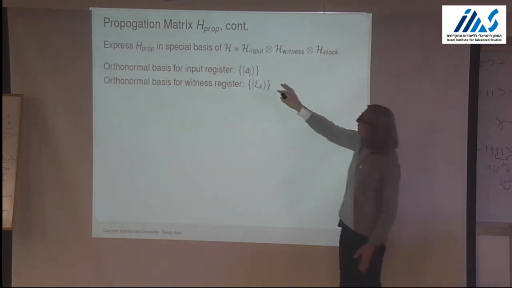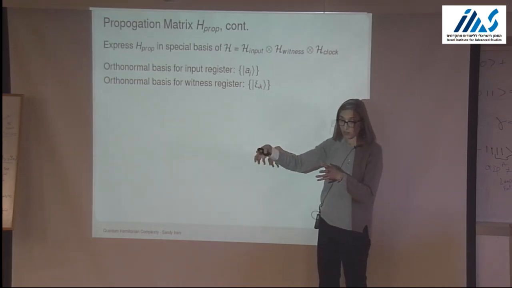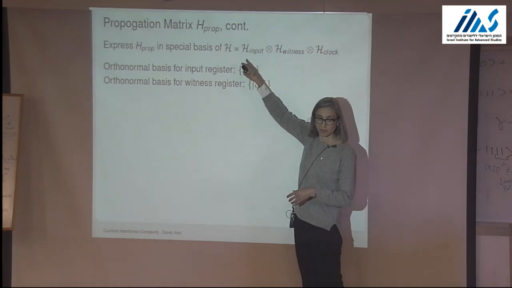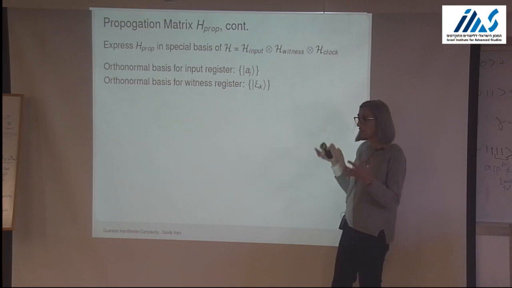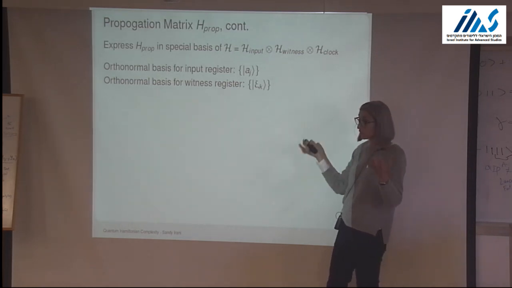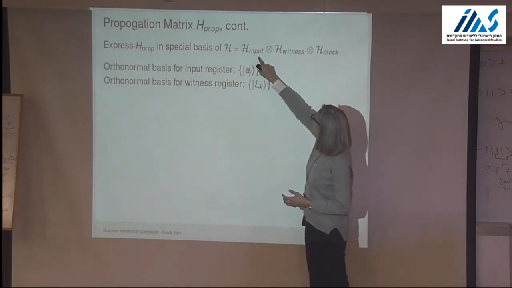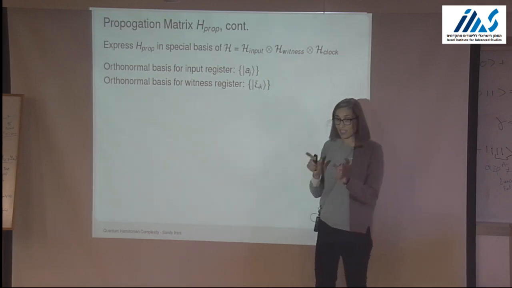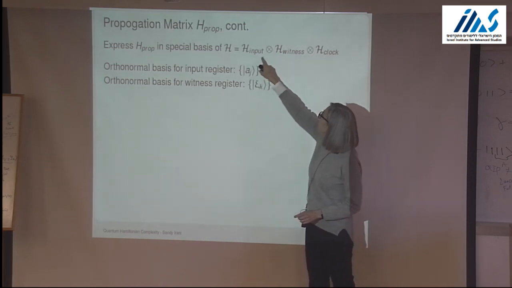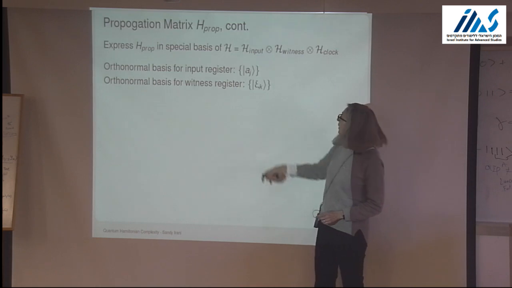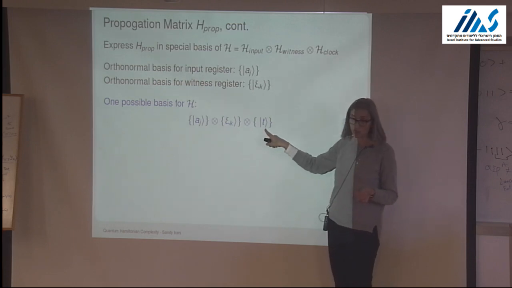Our space is really the Hilbert space of the input register plus the witness register. I'm incorporating any ancillary qubits in here, and then we have the clock. So we now have to think about what this term looks like in this big space. Let's define a basis for the space. I'm going to first define a basis for the input register and the witness. These are the inputs to the circuit. If I pick a basis state from here and a basis state from here, that will give me a basis state for this combined Hilbert space. Now, one possible way to complete this basis is just to use all of the clock states.